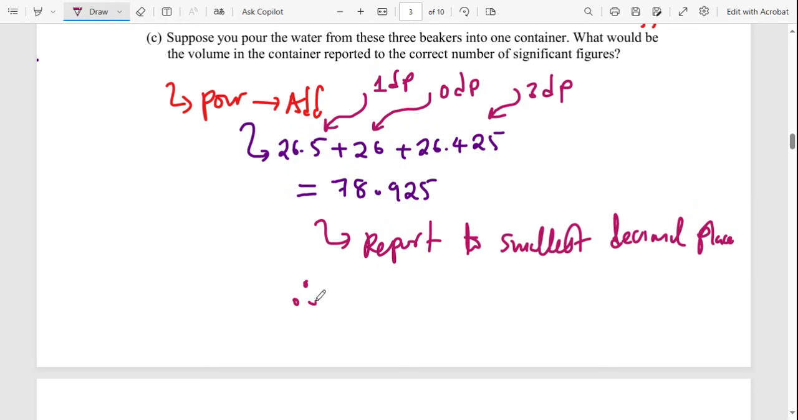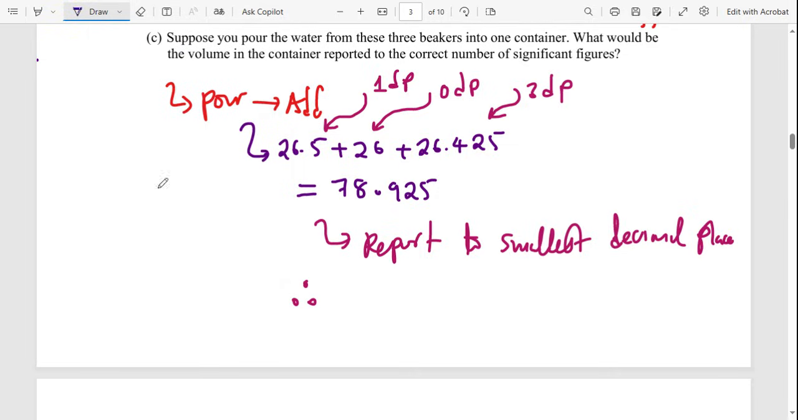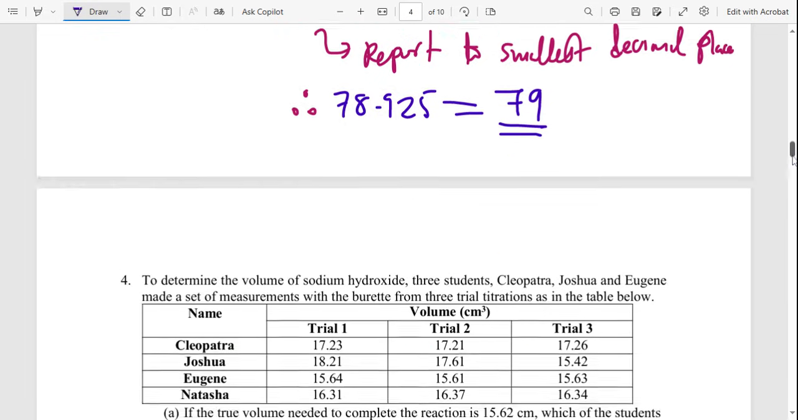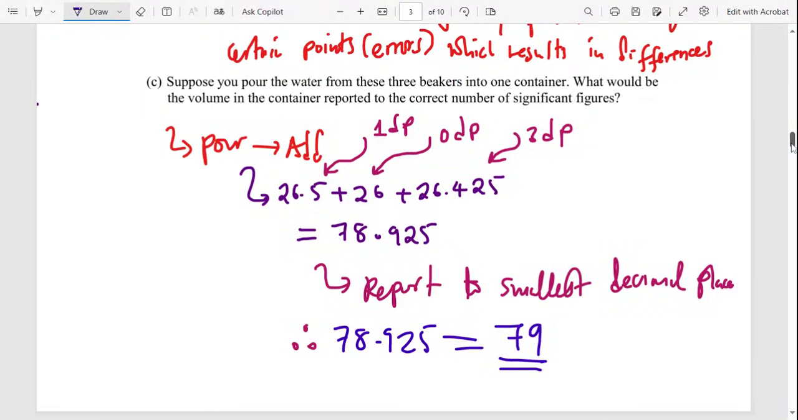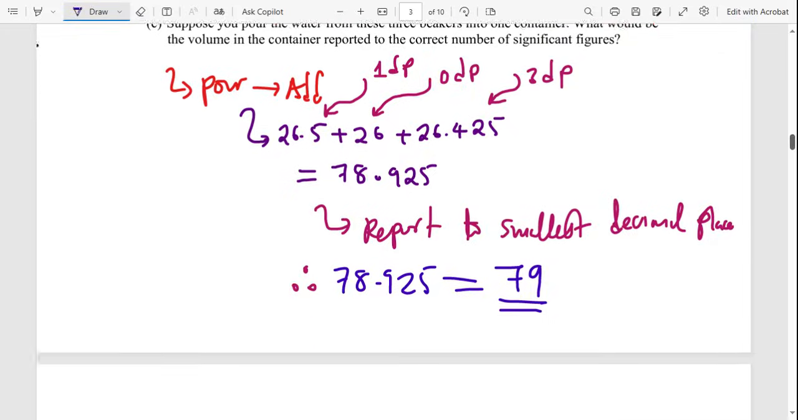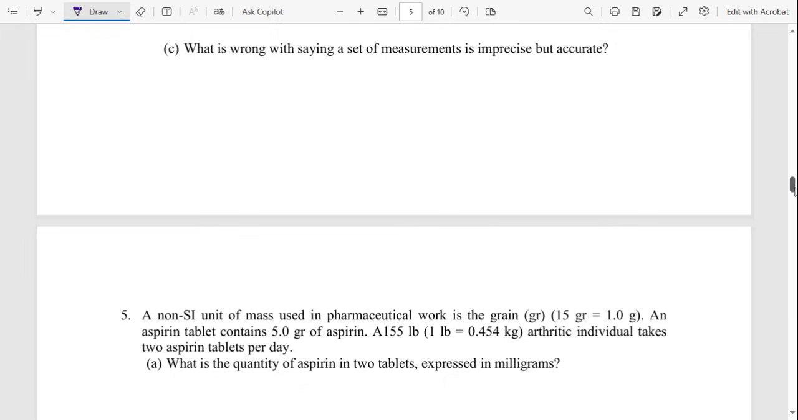So therefore, the final answer that we are going to report is going to be this 78.925, which is basically 79. That's what you are going to report. Does that make sense? Is this okay? Very good. Okay. So that is basically what happens. I want us to continue.